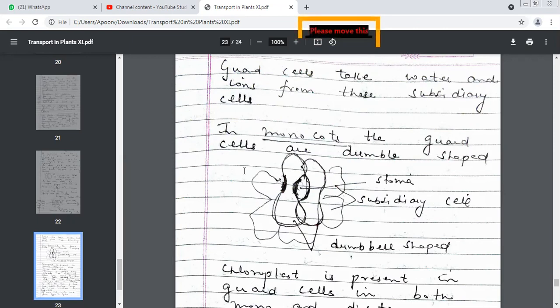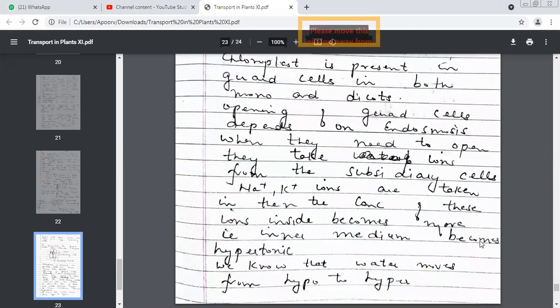Does anyone know what is the use of these microfibrils? I already told you. What is the advantage of these subsidiary cells? What do they do? Any idea? No? Never mind. Now try and understand. I'll show you with the help of a figure.